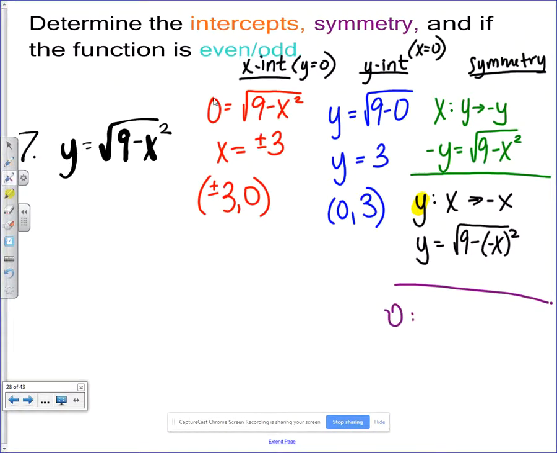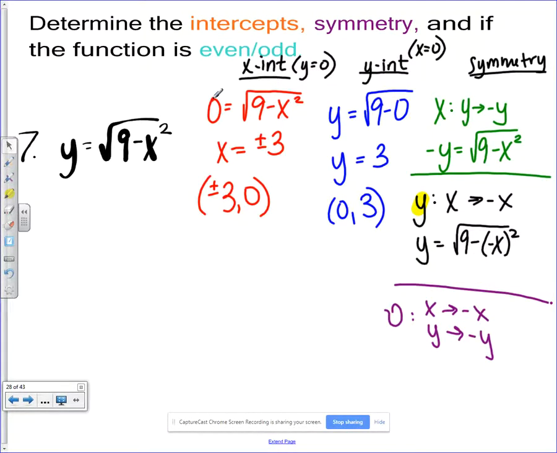Origin symmetry. Can you guys just tell me what origin symmetry is going to be? It's going to be a no, right? There's no way I'll be able to make that work. Okay, go ahead and put it in.